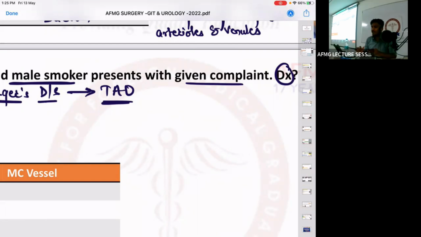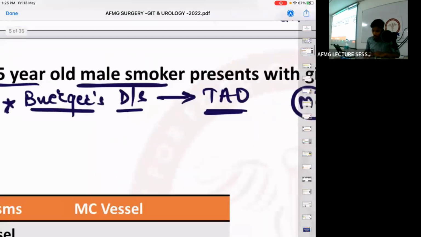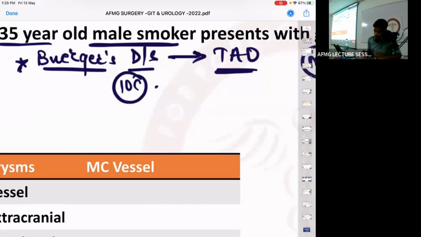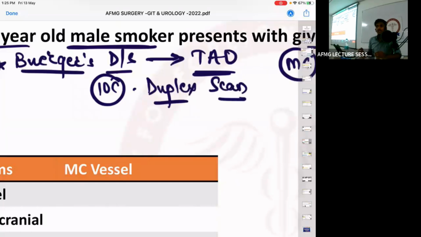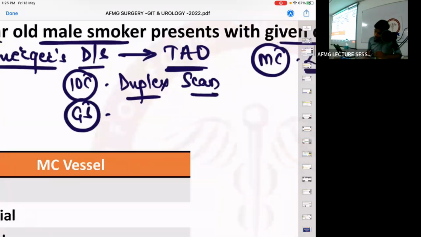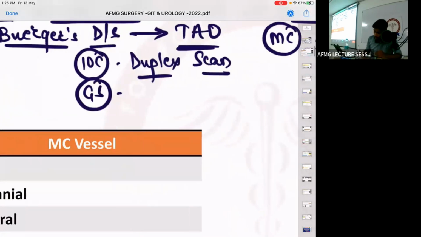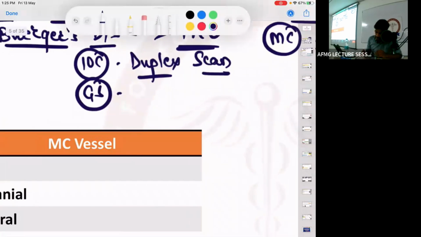More commonly, which vessels are affected? Lower limb or upper limb? More commonly, it is the lower limb. In atherosclerosis or in Buerger's disease, more commonly, which vessels are affected? Lower limb. दिखाया ये है, इसका मतलब ये नहीं कि बस upper limb affect होती है, ठीक है? याद रखो. Then, what is the investigation of choice for Buerger's disease? Again, vessels, duplex scan. Investigation of choice is a duplex scan. But gold standard investigation would be angiography, ठीक है?